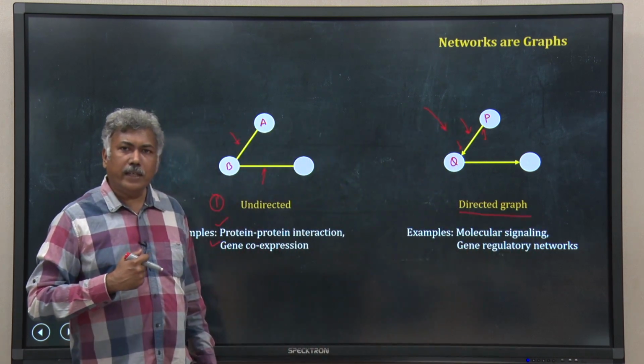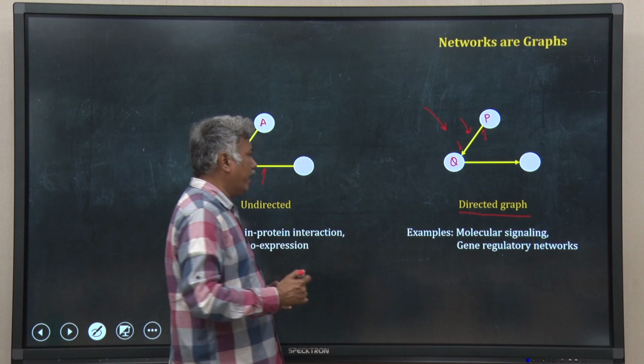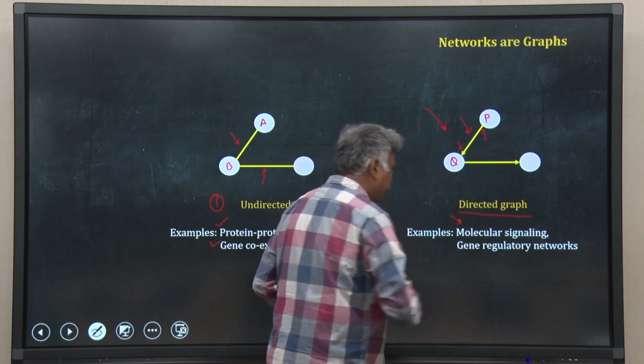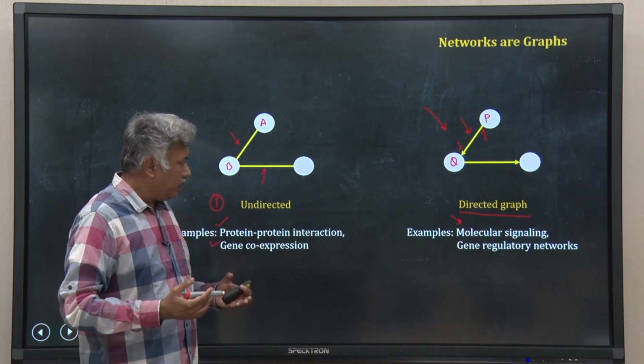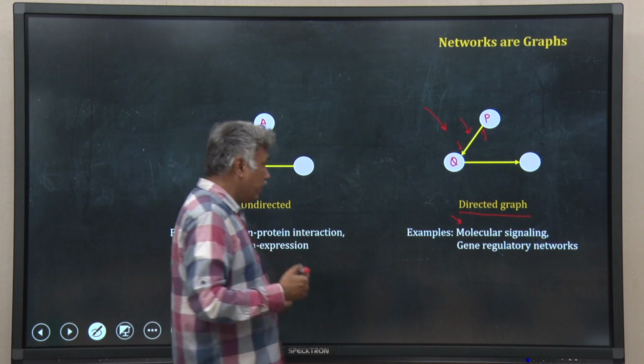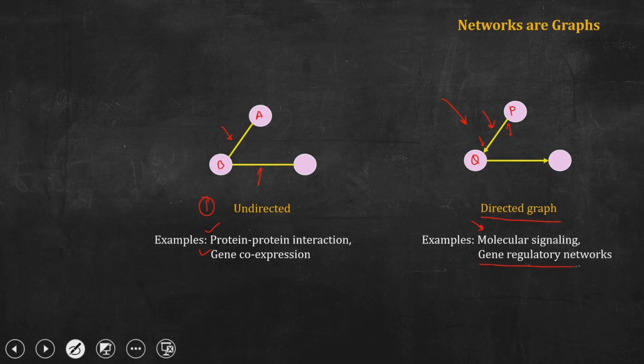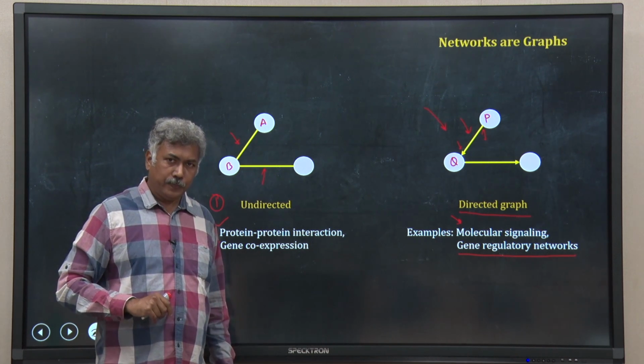Where will you find directed graphs? When you create a network for molecular signaling pathways, right, or maybe you are creating a network for gene regulation. So, you are creating gene regulatory networks, those networks or graphs will be directed graphs.